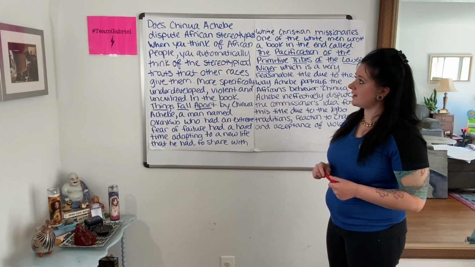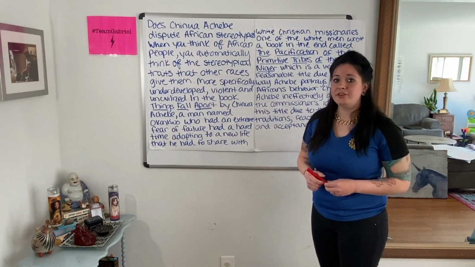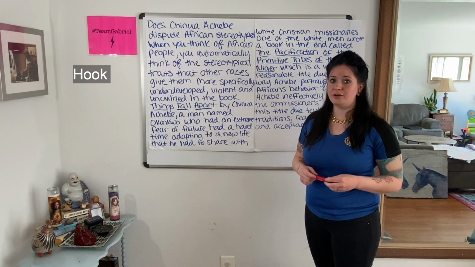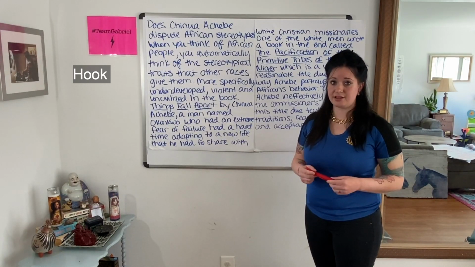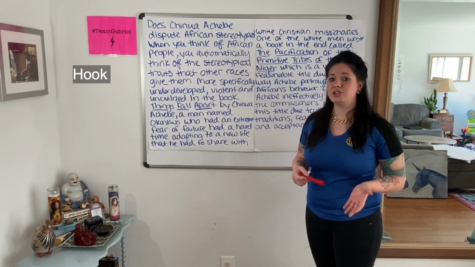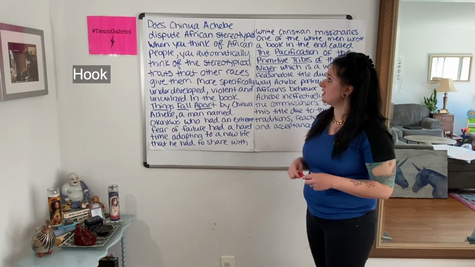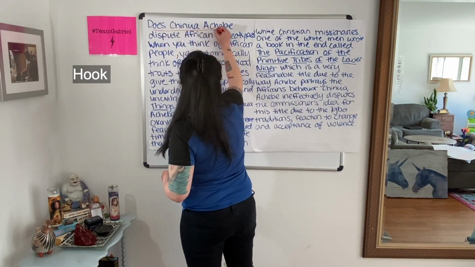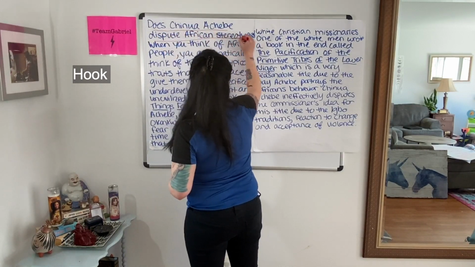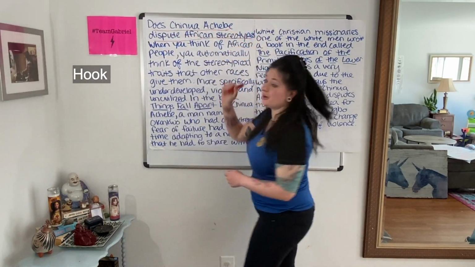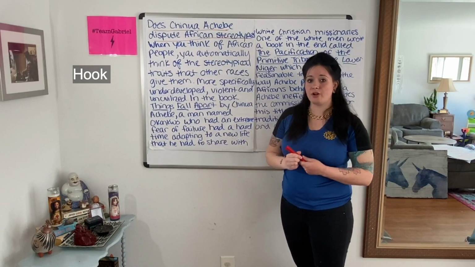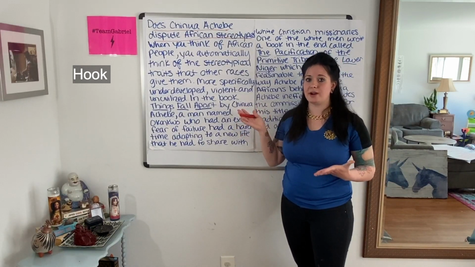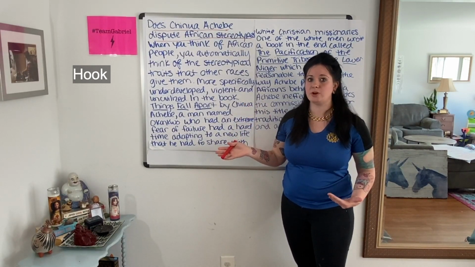So the student starts out by asking a question. This is a great way to start a hook. We all know that the first thing we want to do is get the reader interested in reading. So she decided to do that by posing a question. And she says, does Chinua Achebe dispute African stereotypes? So this is her hook. This is how she's kind of drawing us in. She posed a question and now we want to keep reading because we want to see what her answer will be to the question.